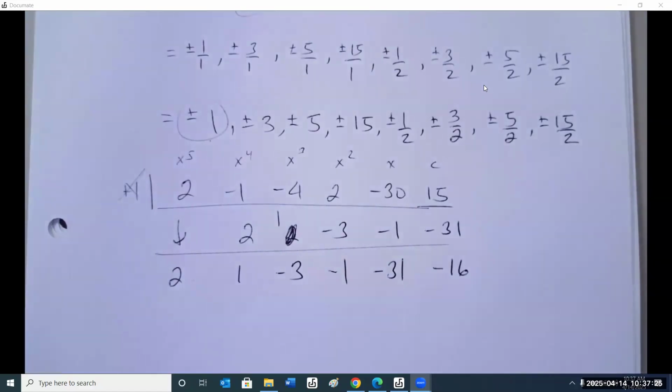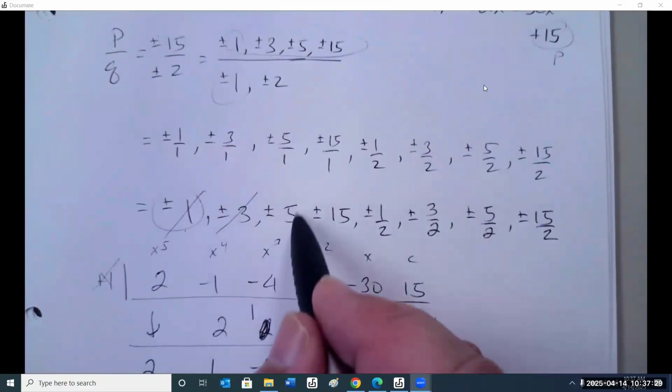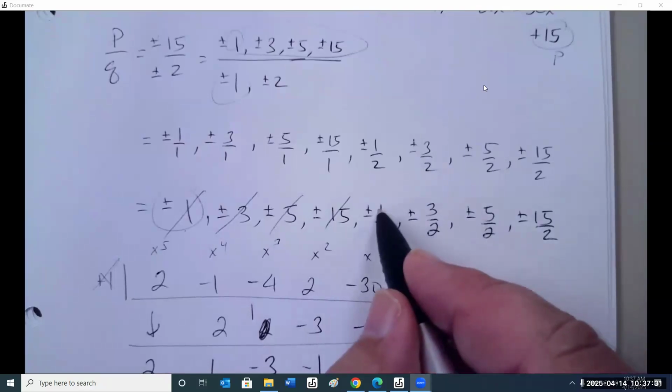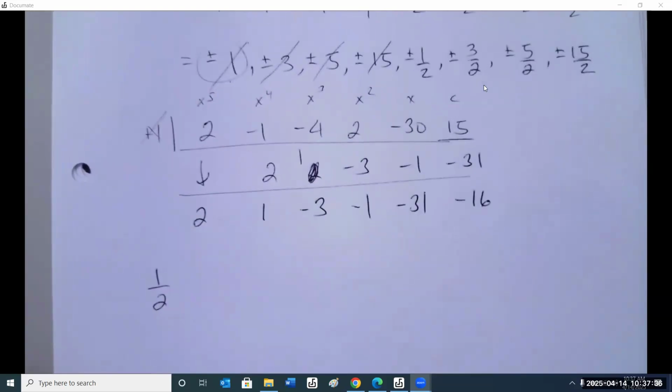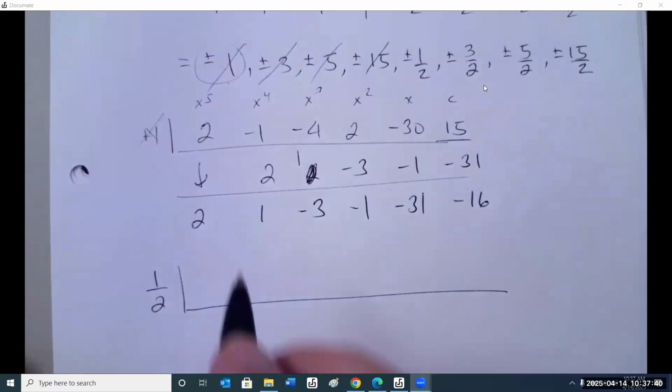So are you okay with the synthetic division? But here's why. Because this is not going to work, that's not going to work, that's not going to work. The first one that's going to work is that one. So you'd have to go through all those. So let's look at this.